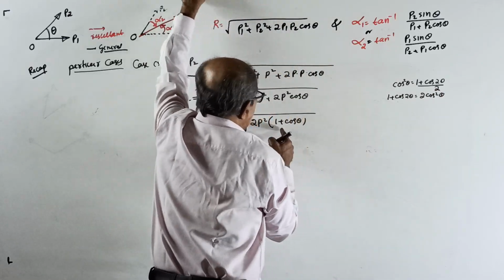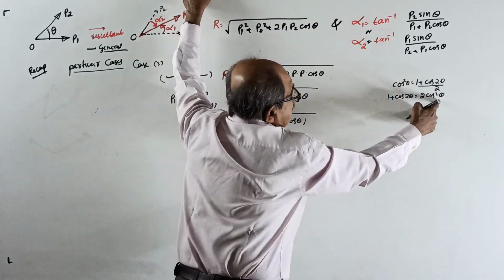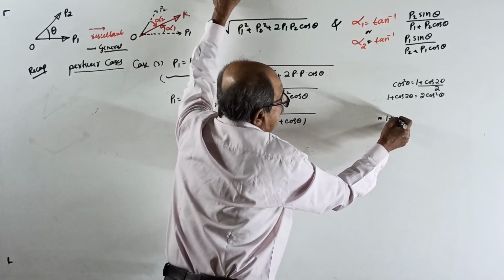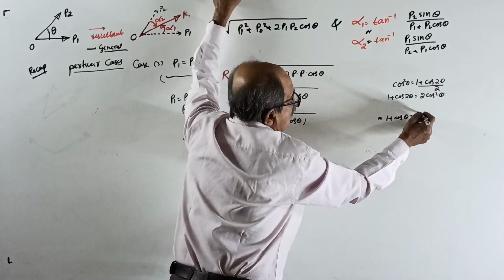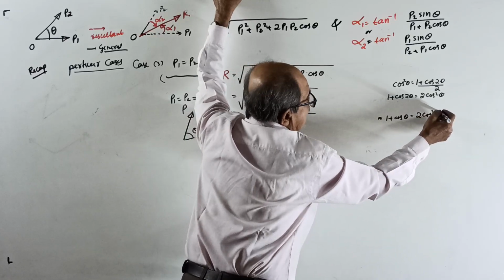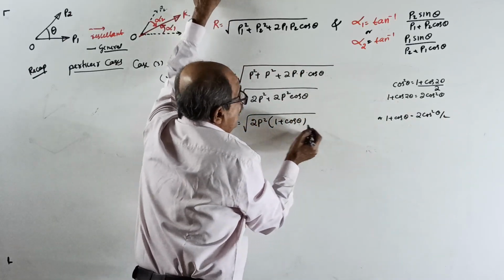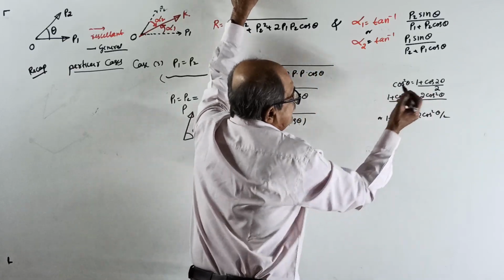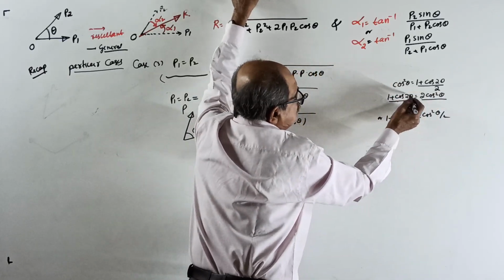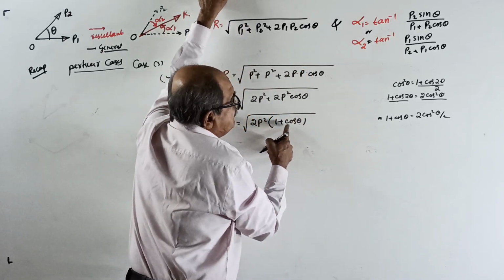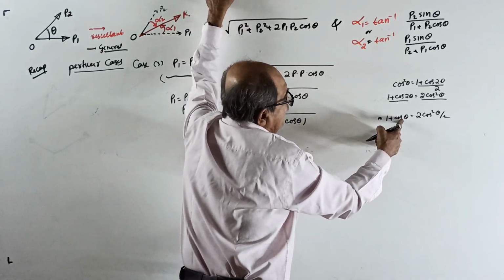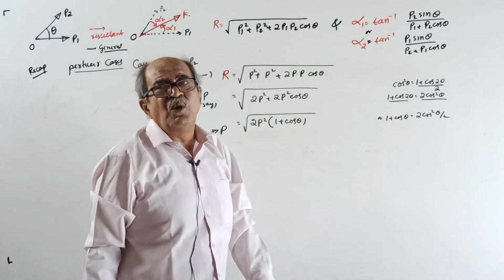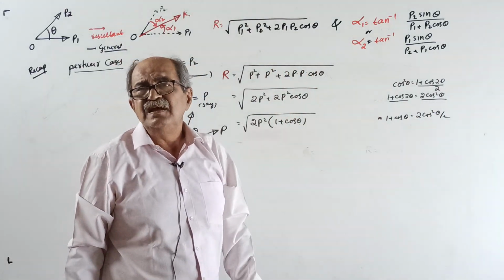Same way if you apply here, 1 plus cos 2 theta equals 2 cos square theta, but here 1 plus cos theta is there. If you have 1 plus cos theta here, it is 2 cos square theta by 2. Furthermore, in this class I will not explain.